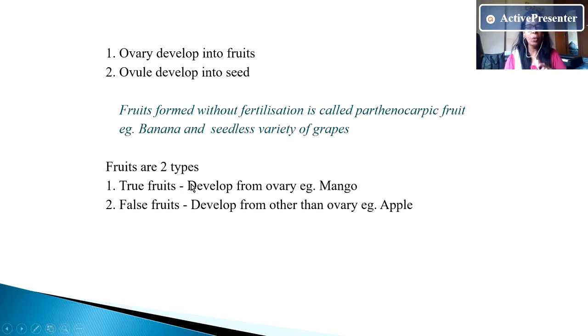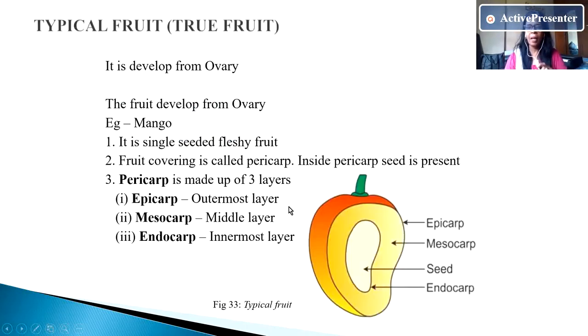Fruits are mainly of two types. True fruits, if developing from the ovary, for example mango. False fruits, developing from parts other than the ovary, for example apple. So typical fruit, true fruits, all this was studied in 11th standard, just revision. It is developed from the ovary. The fruit developed from the ovary, example mango, is a single-seeded fleshy fruit.